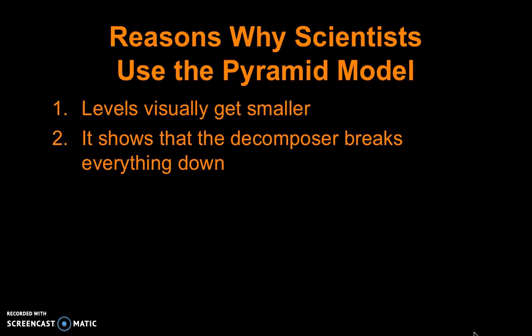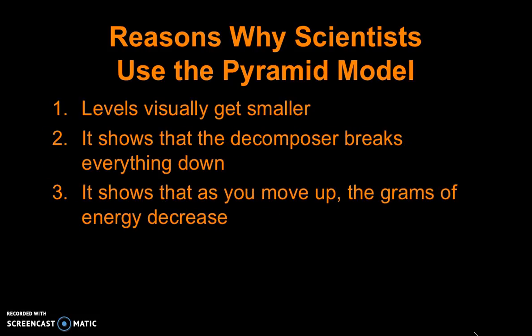Now, scientists use the energy pyramid for 3 different ways. If I were you, I'd jot this down below your pyramid. Number one, the levels visually get smaller because if you think about each level, there has to be more plants than anything else. So as you go up, there's usually less. Number two, it shows that the decomposer breaks everything down because the decomposer is on the side. And number three, it shows that as you move up, the grams of energy decrease.